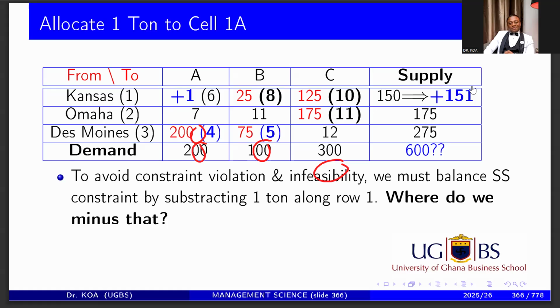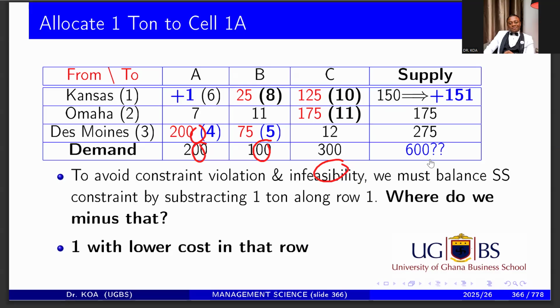Because whatever you've done here, you see that the total supply has been increased. We've not spoken about demand. We are not talking about demand. Okay, we are talking about this one. So you can see that the 600 actually has changed, but we've not indicated that it's changed. Then, to avoid a constraint violation, we got to balance the supply constraint by subtracting 1 ton along that same row. So now the supply has increased. We want to balance it. And to balance it, what you do is subtract 1 because you've added 1 to that row. You subtract 1 from that row so that this one will come back to 150.